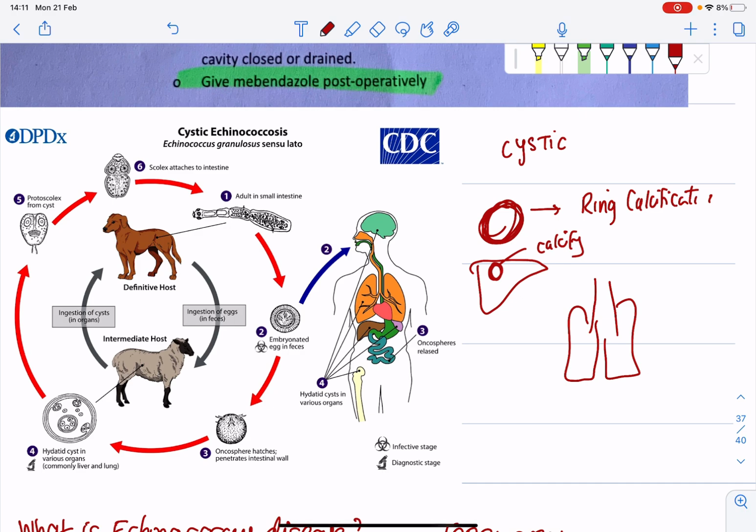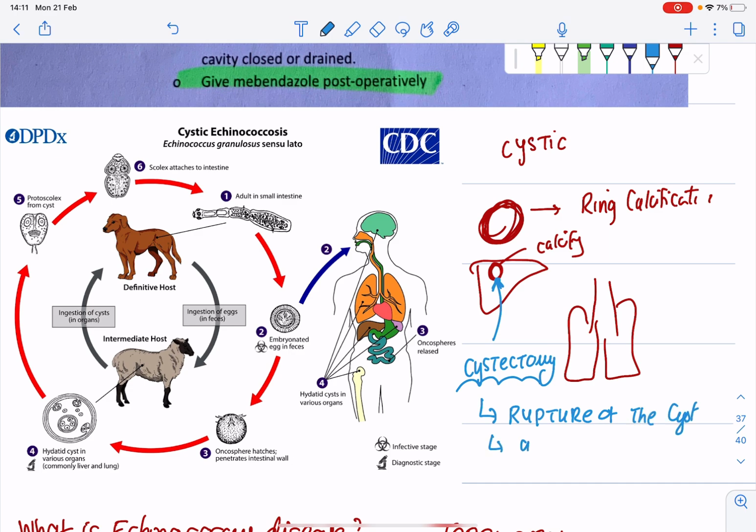The most important thing we're trying to prevent with our surgical excision, our surgical cystectomy, as we excise this cyst, is rupture of the cyst. Rupture of the cyst would result in anaphylaxis or type 1 hypersensitivity response. Keep in mind, if the cyst ruptures while it's within the liver, it's going to cause that typical liver response. It's going to cause jaundice, urticaria, hepatomegaly.